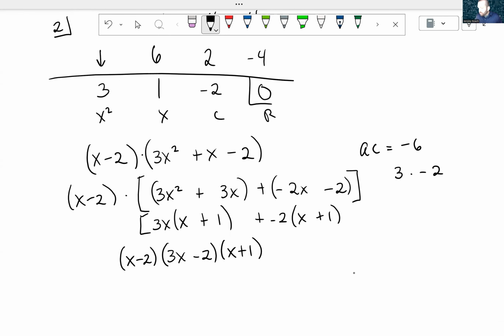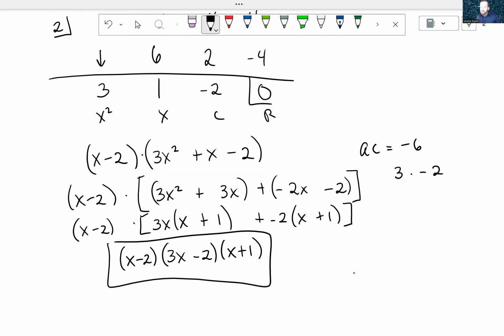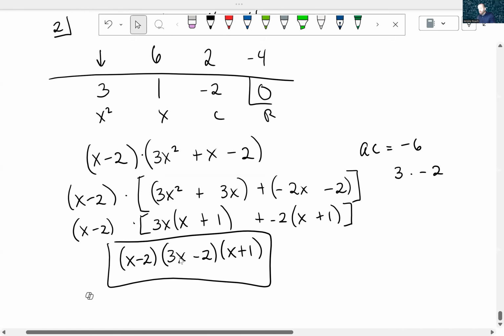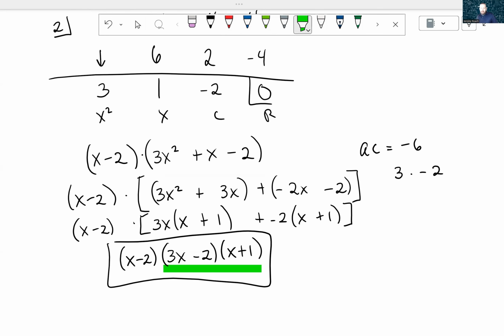Probably should have written it over up here also. So that's the fully factored form of this now. So for our answer, we're going to write this part because it already told us the x minus 2 part. Actually, let's see. It might want all 3 of them. Yes, never mind. So it does want us to put all 3 of these in for our answer. So that's our final answer.